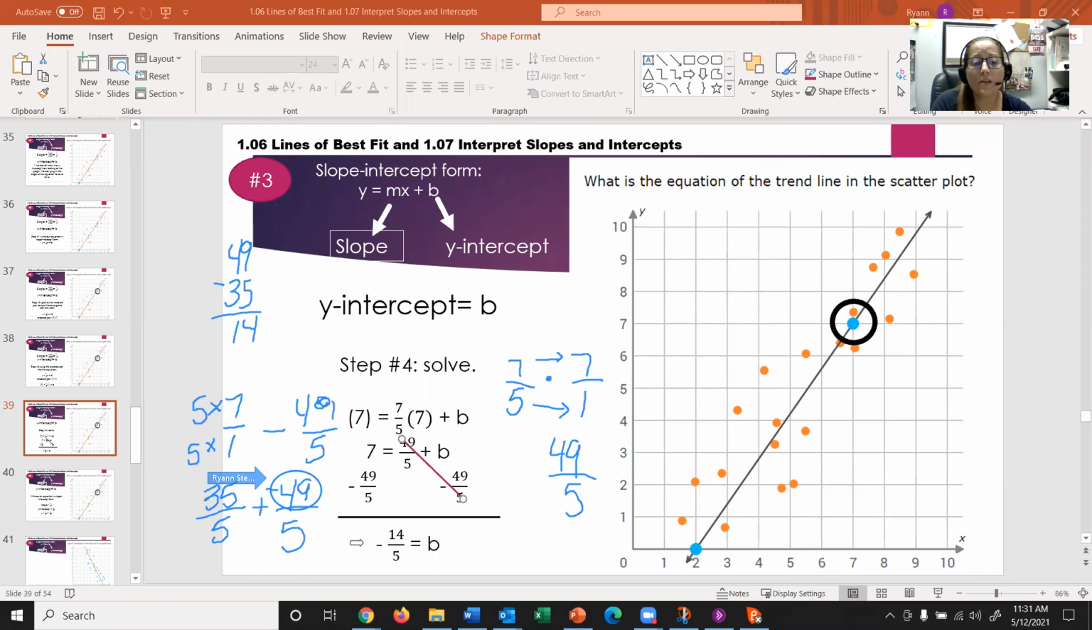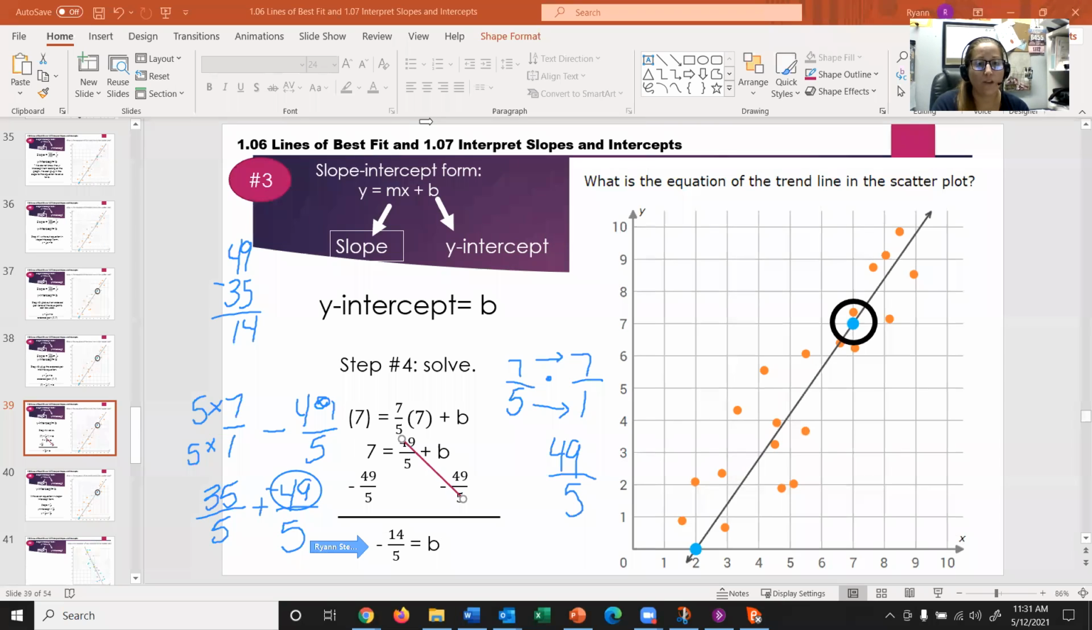Okay. Even though we started with subtraction here, we did change it to addition and then add the opposite. That's how we got this 35 over 5 plus negative 49 over 5. And then when we solve it, we get negative 14 over 5. Okay, I know that was a lot of steps with this one, but we can just leave this as a fraction and leave it alone as is.